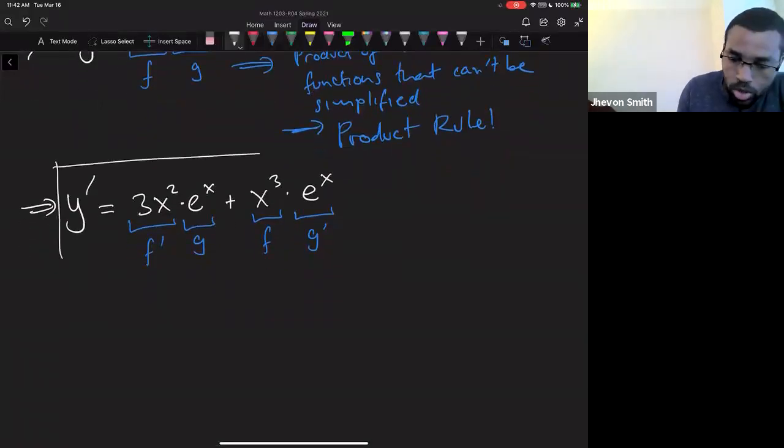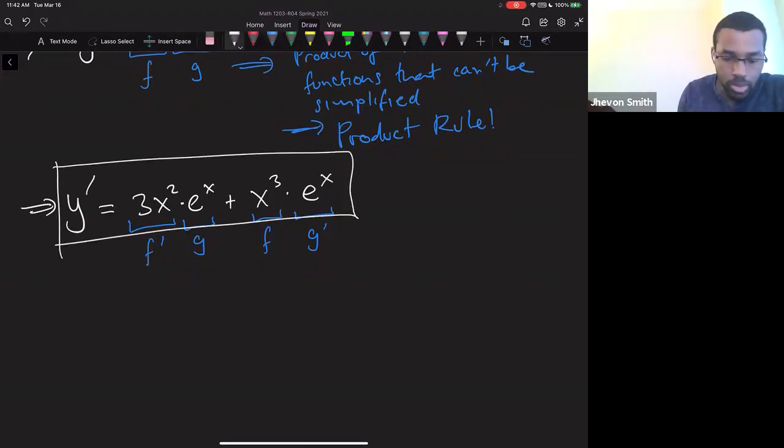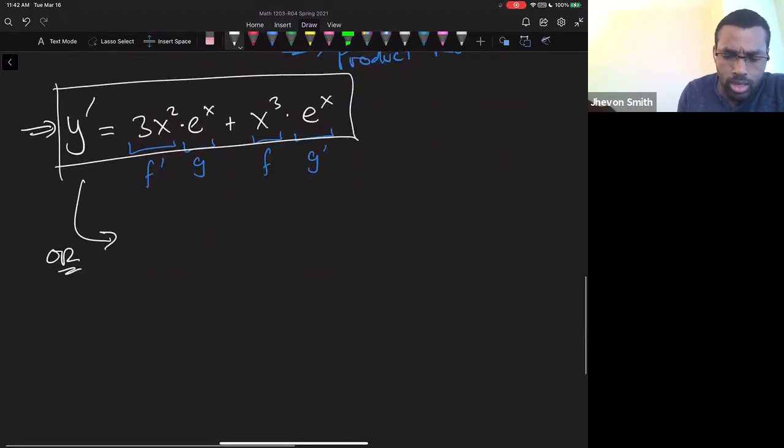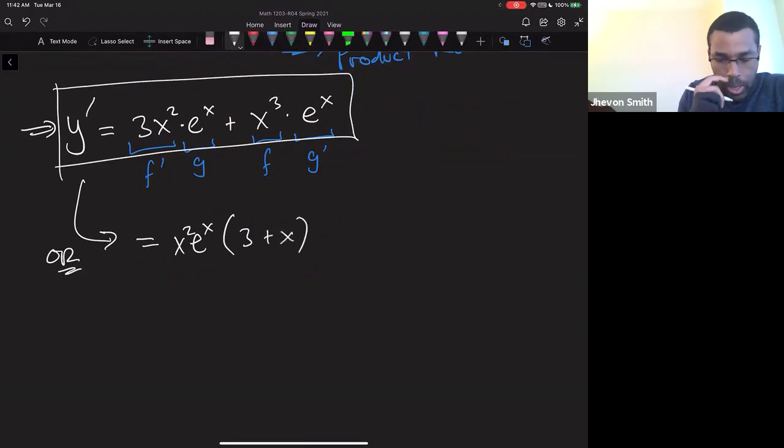Now, of course, you can simplify this. Something like x squared e to the x is a common term. You can factor out 3 plus x, looks like.